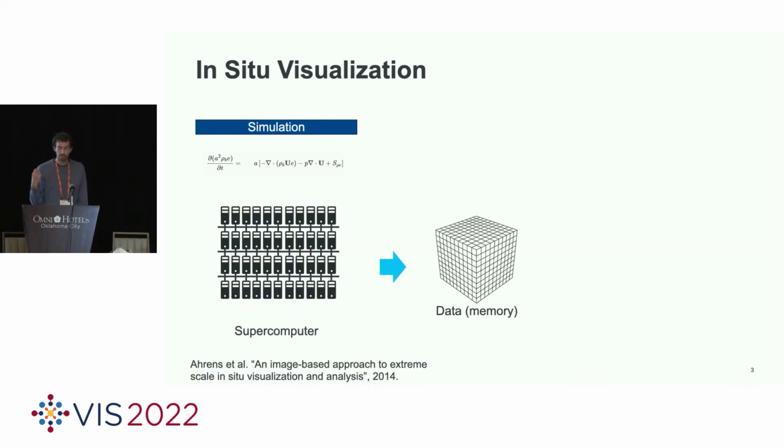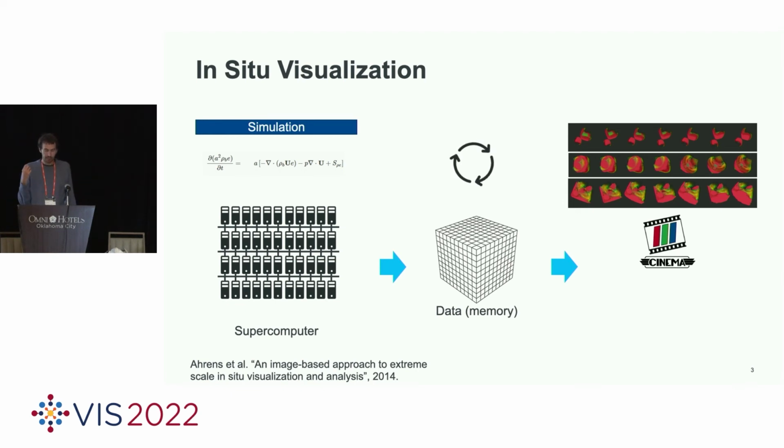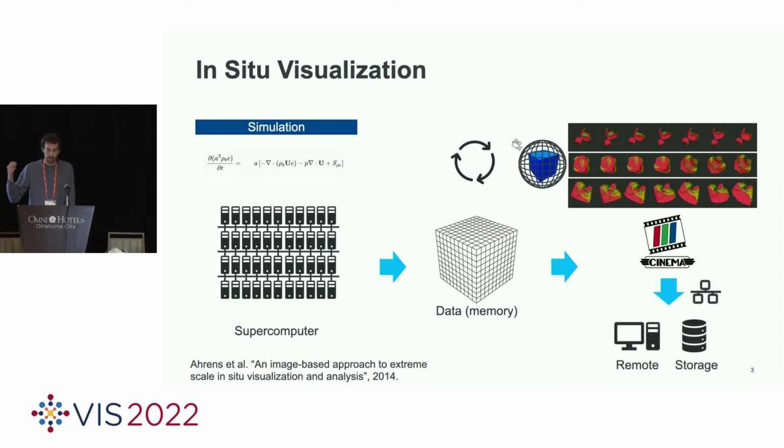Therefore, it is increasingly important to visualize results from supercomputers in situ, which means that visualizations are generated while the simulation is running. This work specifically considers a popular instance of in situ visualization, namely the generation of image databases in the style of the Cinema project.